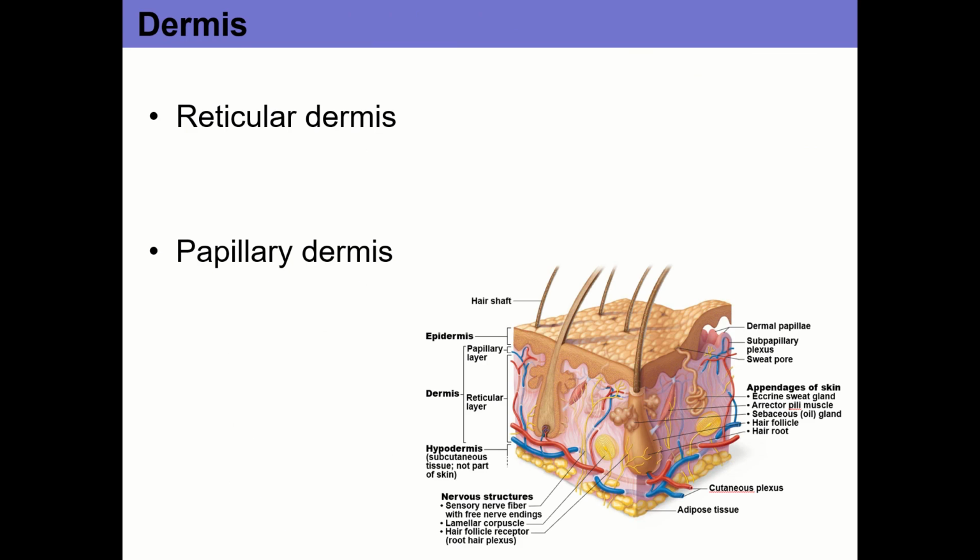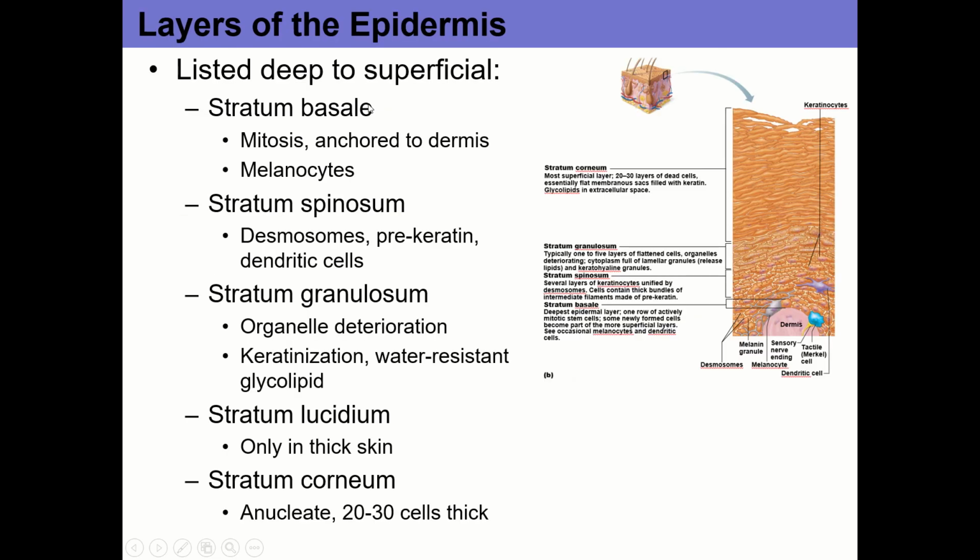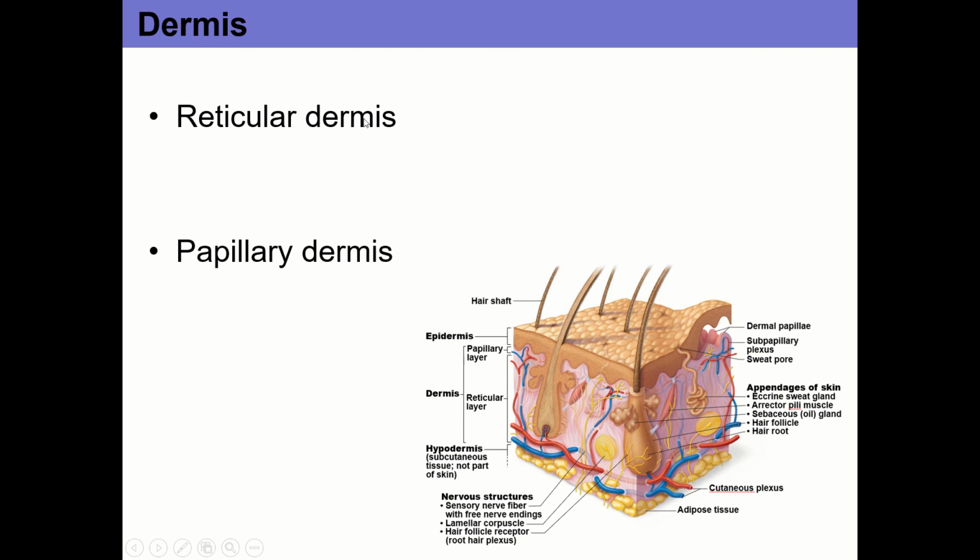Then moving on to the dermis. As mentioned, the dermis has 2 layers: the reticular dermis and the papillary dermis. To keep it consistent, I actually started with the deepest layer here as well. Because on the epidermis we move from deep to superficial, we're doing the same thing here. So the reticular dermis, you can see here, is the deeper of the 2, and the papillary dermis is the more superficial of the 2.